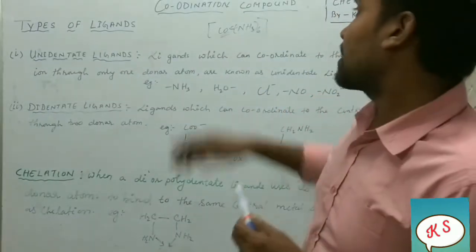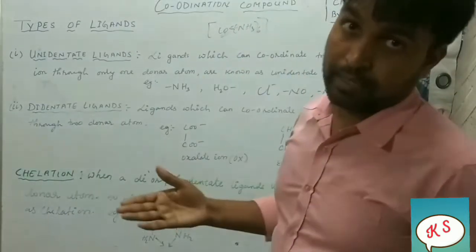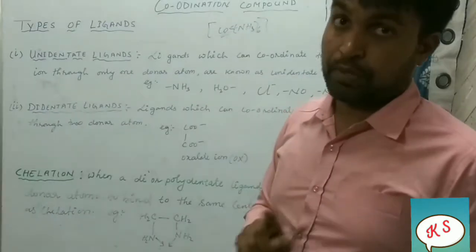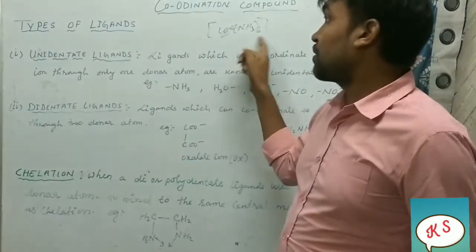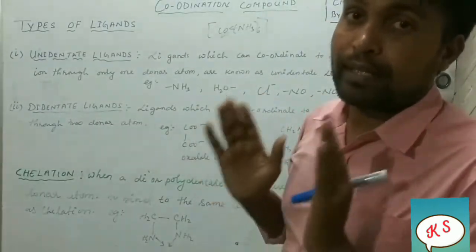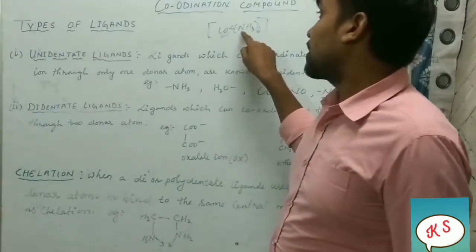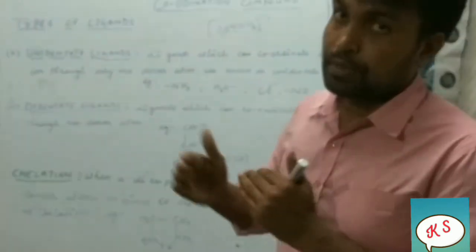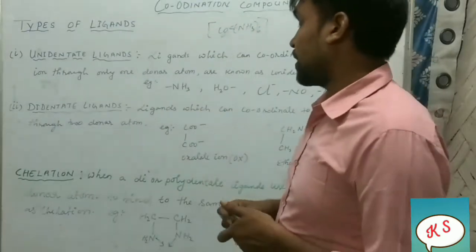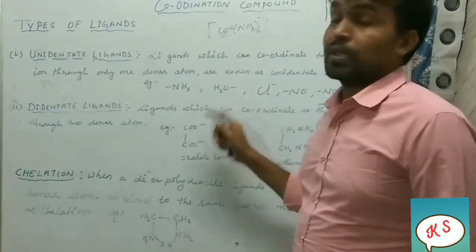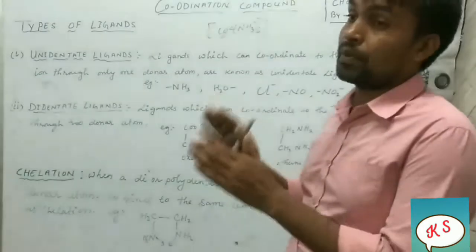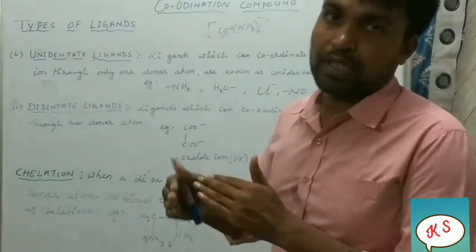So this NH3 is a ligand, and in this ligand, which one is the donor atom? Nitrogen is the donor atom. So this kind of ligand we call unidentate ligand or monodentate ligand. Why? Because in this ligand only nitrogen acts as a donor atom. The other atoms are not capable of acting as donor atoms. Another example here is H2O. In H2O you will see that oxygen will act as a donor atom. Oxygen alone is capable of forming a coordinate bond with the central atom.